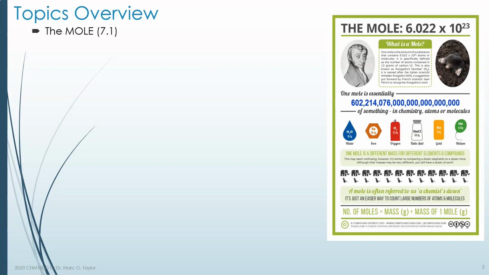6.022 times 10 to the 23 is a close enough approximation. The exact number is shown in blue just below it. Then we're going to talk about the concept of atomic mass and molar mass and how they're related. We've already talked about atomic mass. We're going to talk about how that connects to molar mass.